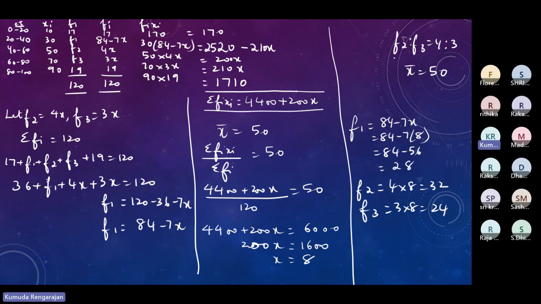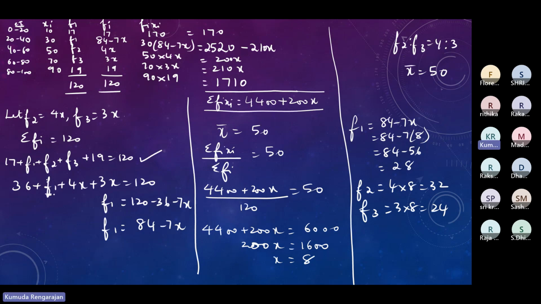Okay, so we were given the ratio between F2 and F3. F2 is to F3 is equal to 4 is to 3. So call F2 as 4x, F3 as 3x. And then we know that sigma Fi is 120. The total of the frequency column is 120. So 17 plus F1 plus F2 plus F3 plus 19 is equal to 120.